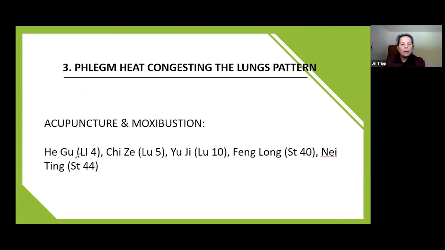Acupuncture treatment. We still can use LI4, and we need more clear heat from lung 5, and also lung 10. So lung 10 is still the point to clear heat from the lung. And to resolve phlegm, stomach 40. You also can add in Stomach 44.